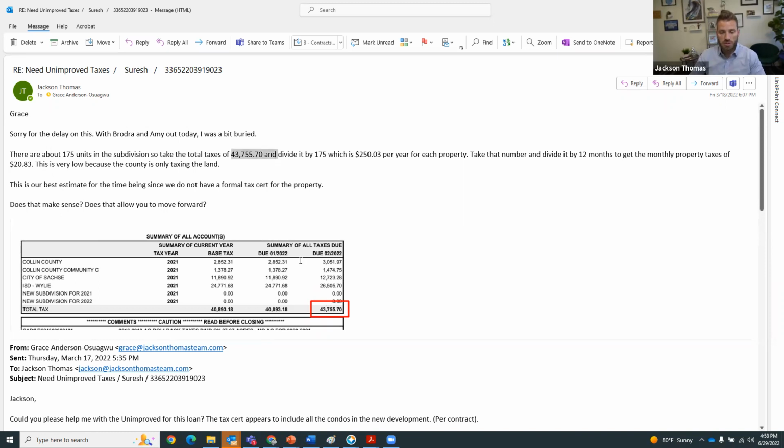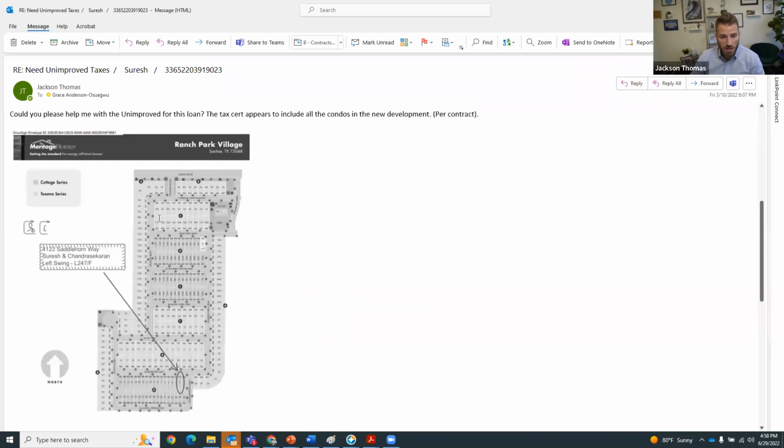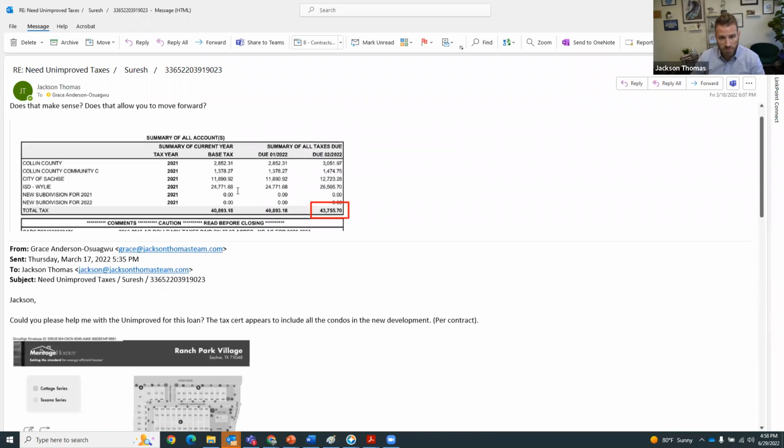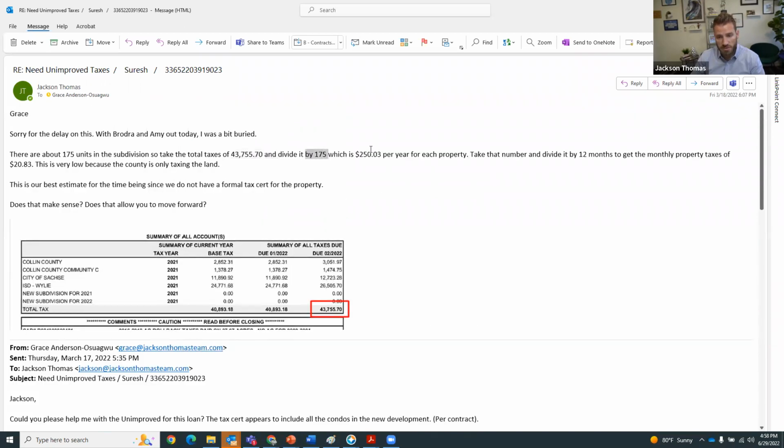So what we can then do is look up on the website to see how many units there are. There were 175 units. So then you divide it by 175. That means each individual unit's about $250 per year. Now let's say there's only 10 properties, or 25 properties, whatever it is, you usually can find that on the website or on some of the plan documents.